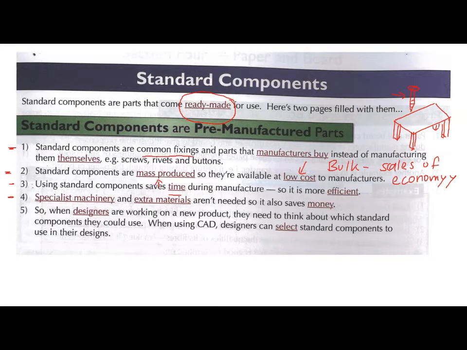Number 4, this is kind of going back to that point that the manufacturer of, say, the furniture, the table here, they do not need to get some specialist machinery and extra materials to make the screws and nuts and bolts. So this saves a lot of money. Buying standard components saves a lot of money, saves a lot of time. And another big benefit is when designers are working on a new product, they can specify the standard component that they are going to use.